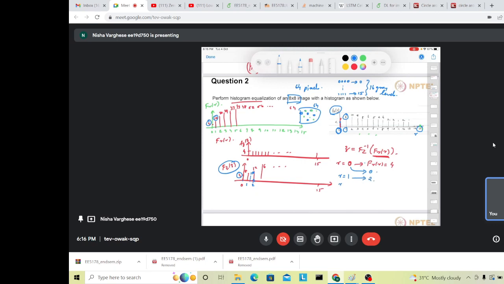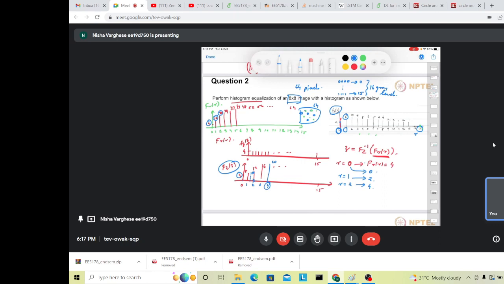Then R equal to 2. For R equal to 2 we have 20. So 20 lies here at 4. So 2 will be converted to 4. So every pixel intensity will be converted: 0 to 0, every intensity value 1 will be converted to 2, every intensity value 2 will be converted to 4, etc.